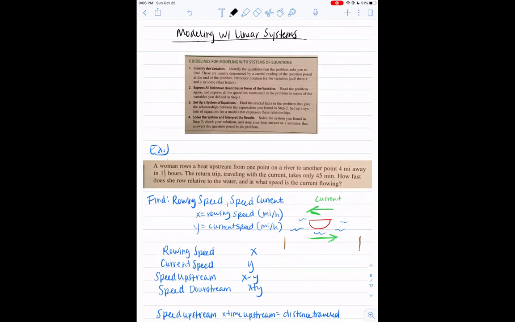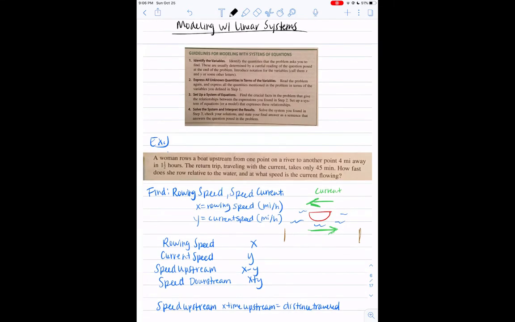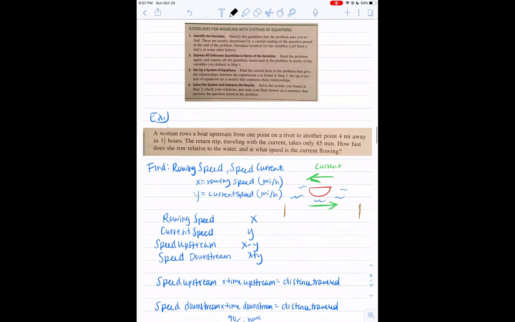Now, modeling with linear systems. These are some guidelines to model with our system of equations. Our first step is to identify the variables. We identify the quantities that the problem asks you to find, and usually you need to read super carefully. Then we introduce notation for variables. We usually call these variables x or y, or whatever letter you want. Then you express all unknown quantities in terms of the variables we define in step 1.